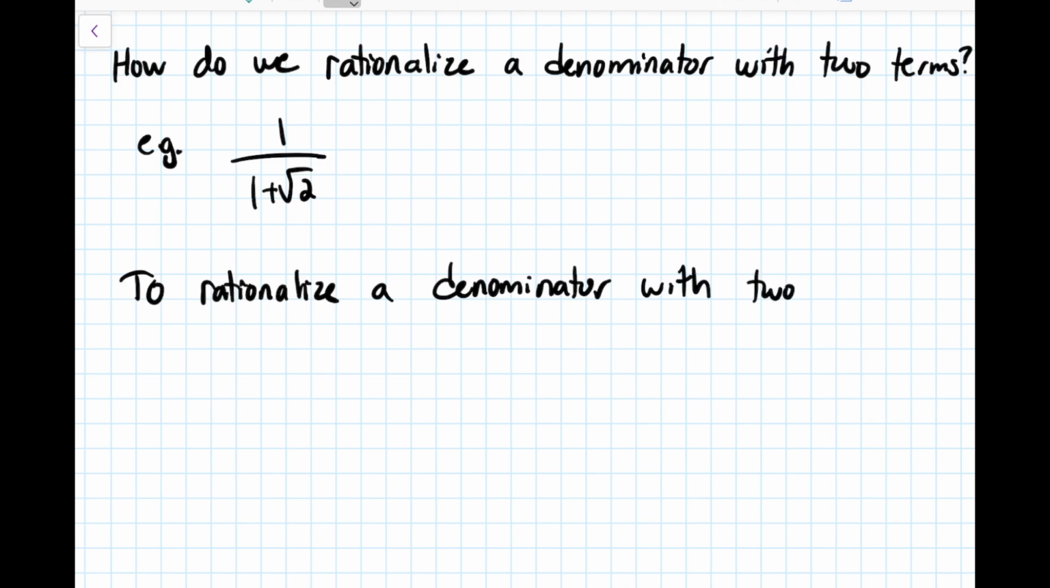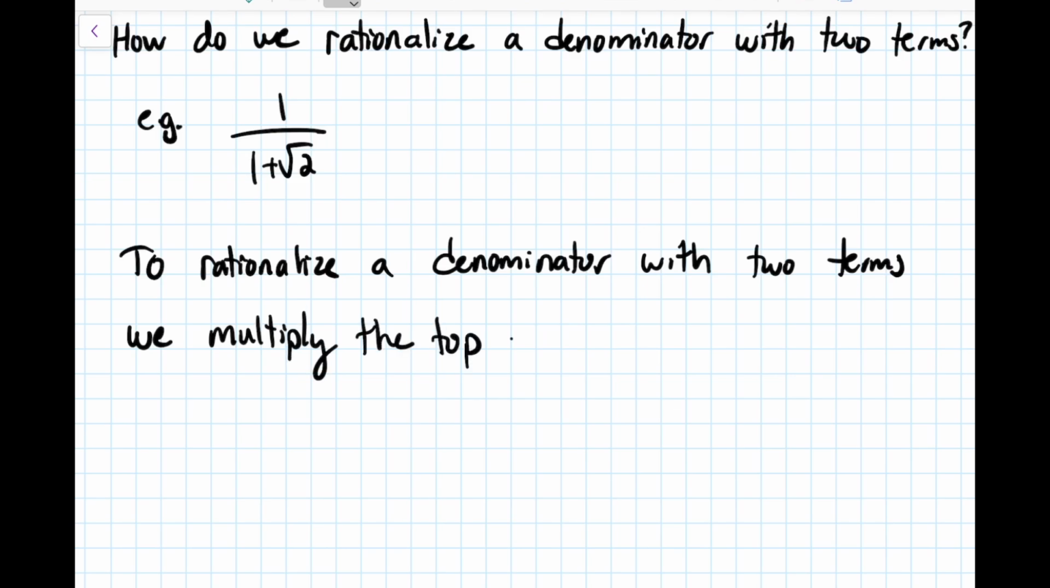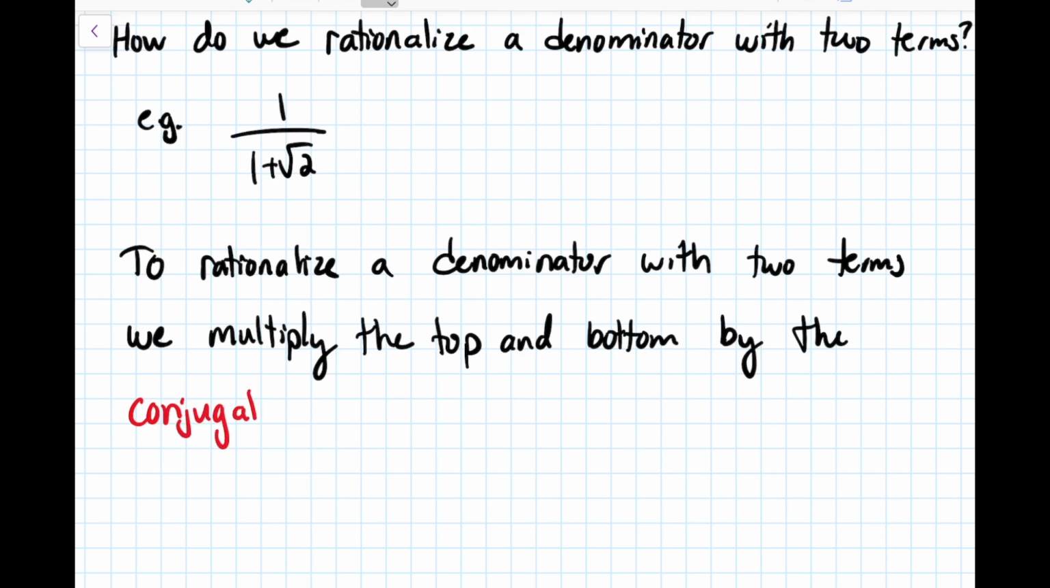Your next thought, if you were kind of trying to figure this out on your own, might be to do it with 1 plus root 2. But you'll find out that that doesn't work as well. You're just going to end up with a bunch of terms on the bottom. So to do this instead, we're going to multiply the top and the bottom by something a little different. So you're going to get a new vocab term here. The top and bottom by something called the conjugate of our denominator. And so I'll explain what that means in just a sec.